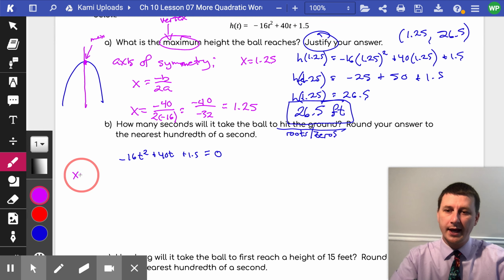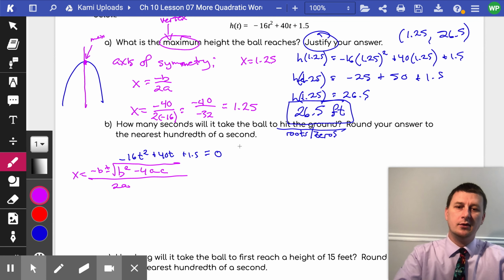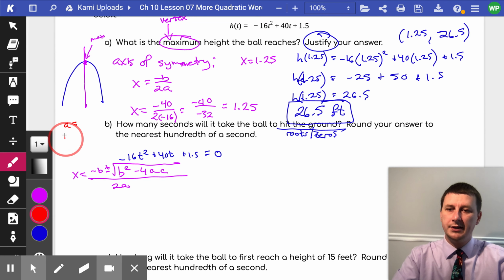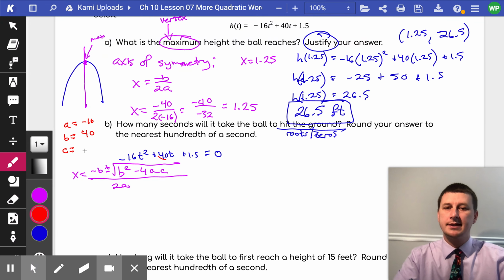We're going to list it out. x equals negative b plus or minus the square root of b squared minus 4ac, and that's all divided by 2a. In addition to this, we're going to need to know what our a term, what our b term, and what our c term are. Our a term is the number before the t squared, and that's going to be negative 16. Our b term is the number before the t, and that's going to be positive 40. And our c term is the constant by itself, which is going to be 1.5.